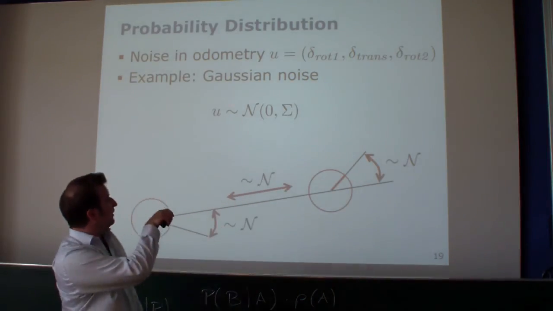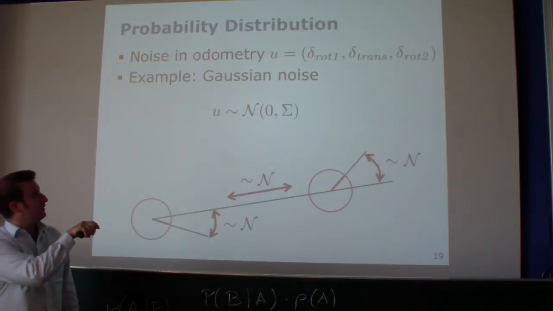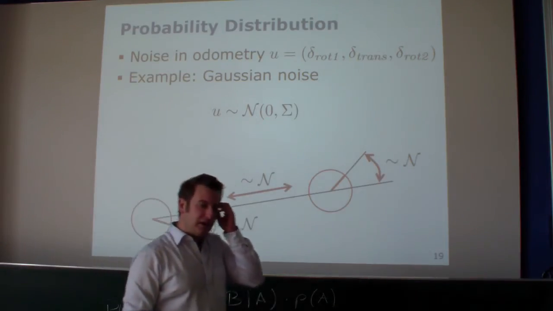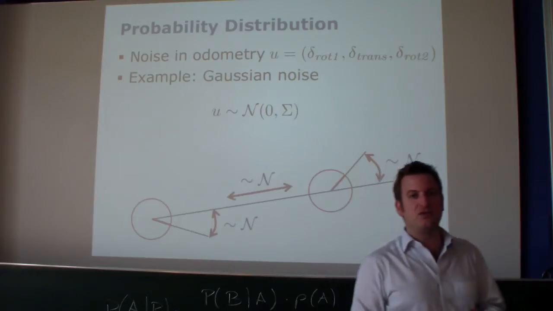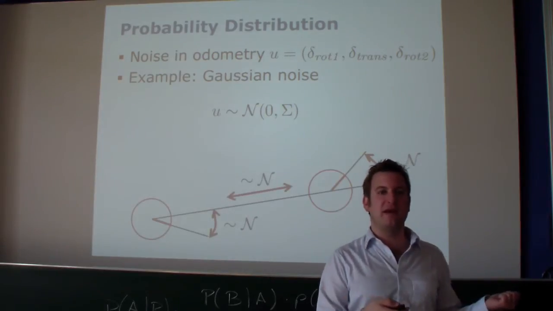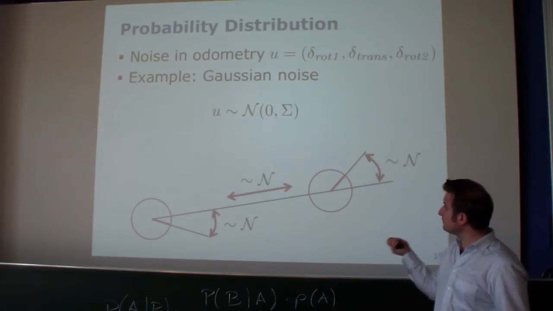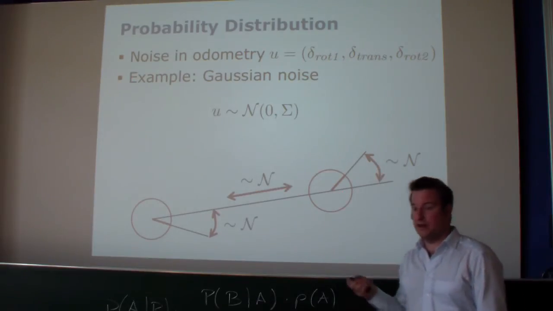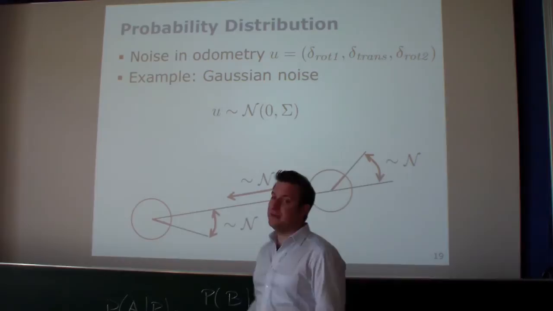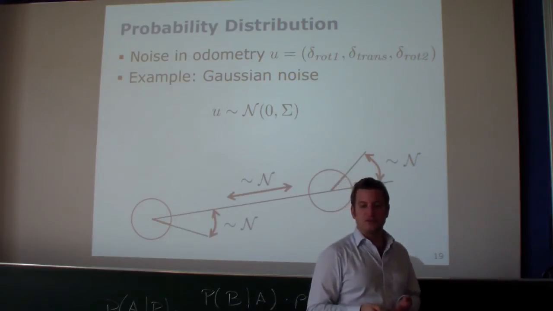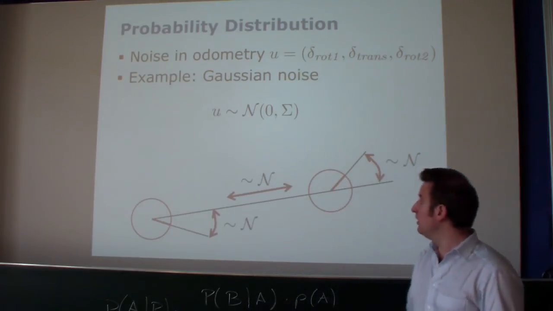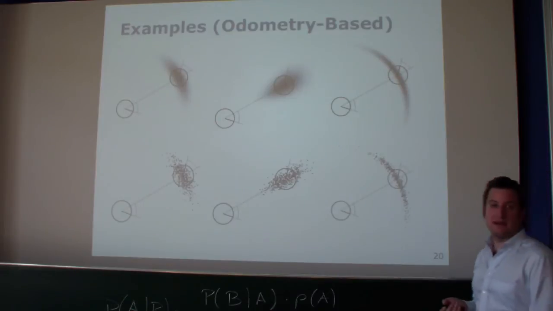So it means that your odometry vector is Gaussian distributed, and typically you assume a zero-mean error, so that you don't have any systematic error, let's say always drifting to the right-hand side or something like this. So this is the standard way you describe the errors introduced in this kind of motion. And if you do that, you typically end up with distributions that look like this.